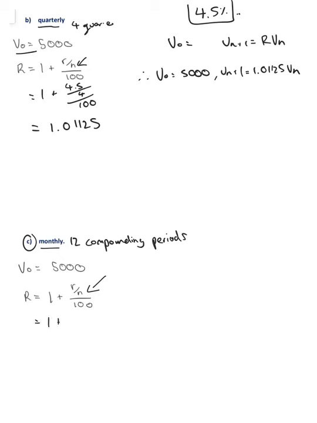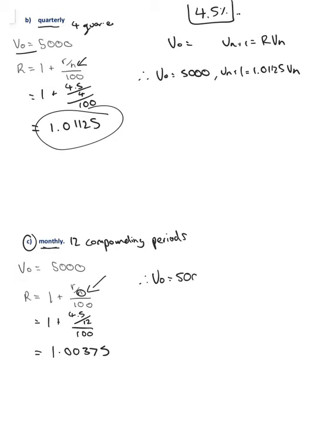R is going to be 1 plus, well, it's 4.5 again, divided by the number of compounding periods, which is 12 because it's monthly, divided by 100. We are going to get 1.00375. It's different to our last one, isn't it? Awesome, because it's compounding more regularly. So let's sub that into our formula. We have V of naught is equal to 5,000 again, as it was for the last one, where V of n plus 1 is equal to 1.00375 V n.